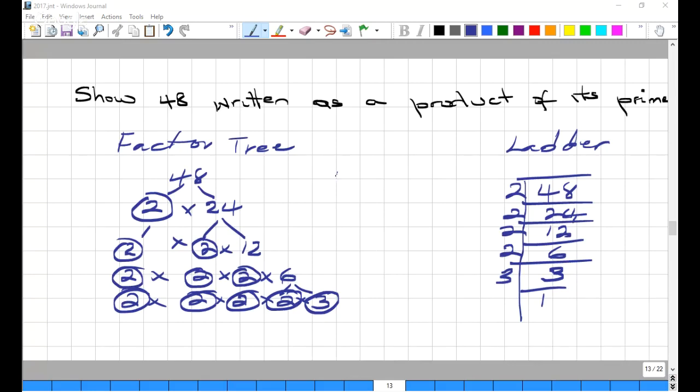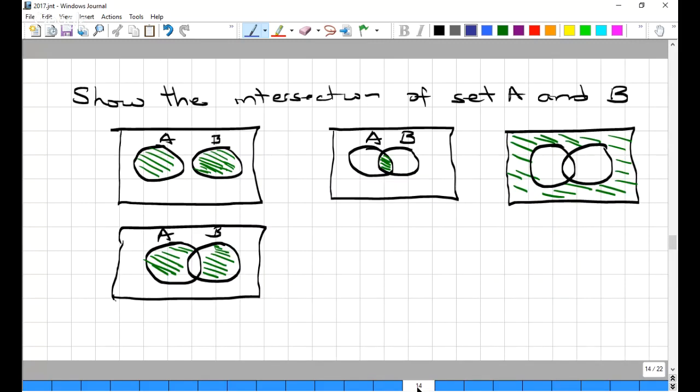If we were to write this in exponential form, it would be 2 to the fourth power multiplied by 3 to the first power. Actually, it would not be 3 to the 0 power, it would be 3 to the first power, because the first power always represents the number itself.